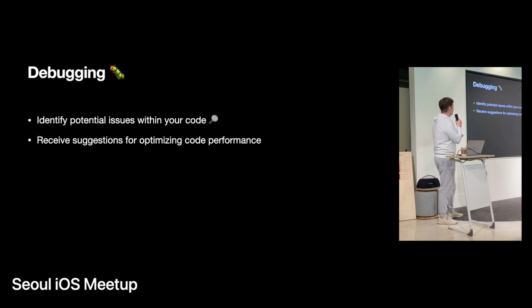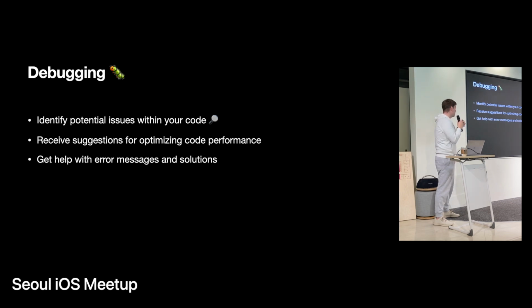Receive suggestions for optimizing code performance. That can be quite true. I've seen it before: a piece of code that I thought was quite optimal, and it suggested a shorter version using reduce and a map on a collection. So that's quite nice. And it's really good with getting help with error messages.